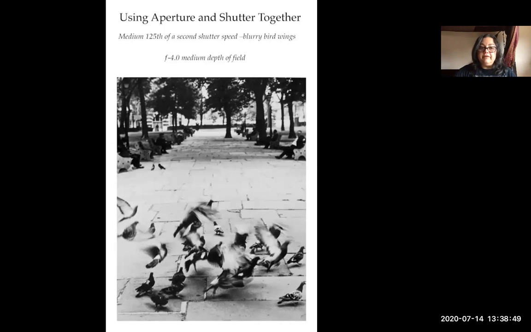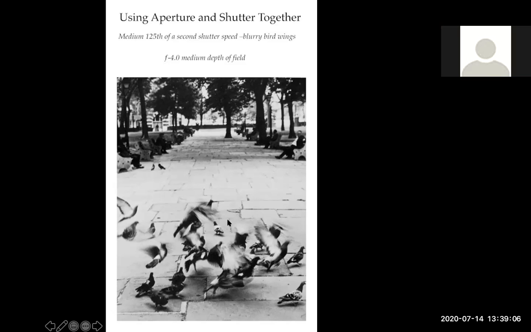And so now the depth of field has decreased somewhat. So the trees and the furthest part of the frame are now somewhat out of focus. They're certainly not so out of focus that we can't tell what's there. And with the faster shutter speed, we can now see that these are birds in the foreground. The birds that are not moving are sharp. The birds that are moving are still blurry because 1/125th of a second, though a lot faster than 1/8 of a second, is still not fast enough to freeze the motion of the flapping wings.